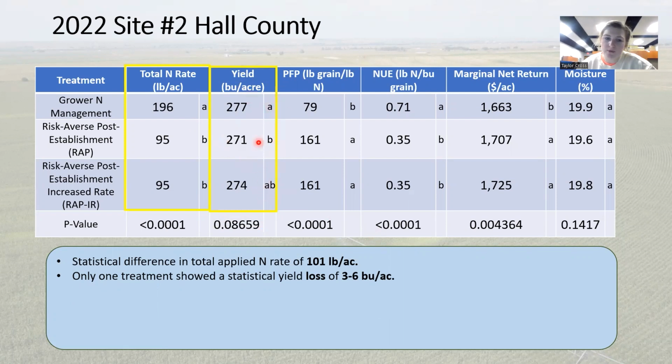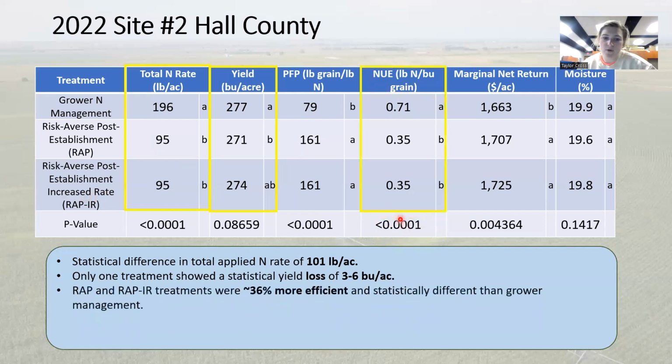This risk averse post establishment is different, but those treatment types actually acted as the same treatment in this field, since they never triggered that increased rate, never had the opportunity to put on 60 pounds of nitrogen. So this fluctuation in yield might just be some spatial variability in this field, and where those treatments were actually placed in the field.